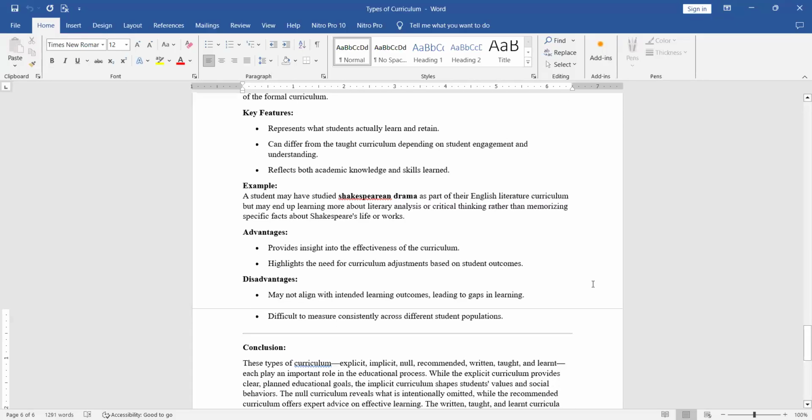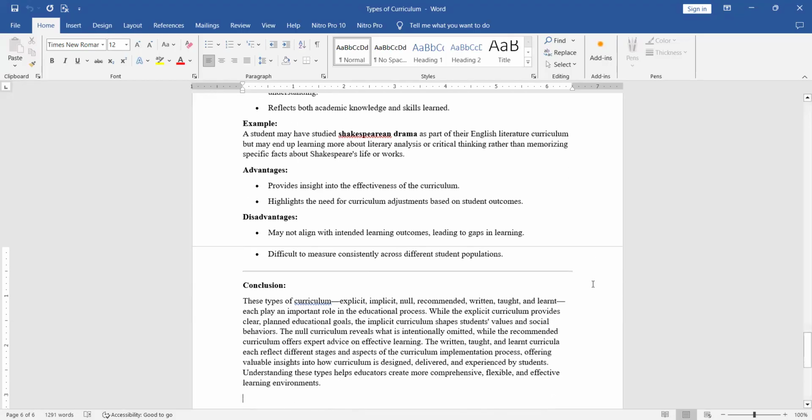The advantage of the learned curriculum is that it provides insight into the effectiveness of the curriculum. We can know how effective the curriculum is. It highlights the curriculum adjustments, revisions or reforms needed. The disadvantage is that it may not align with the intended learning outcomes, and it is difficult to measure consistency across different student populations.